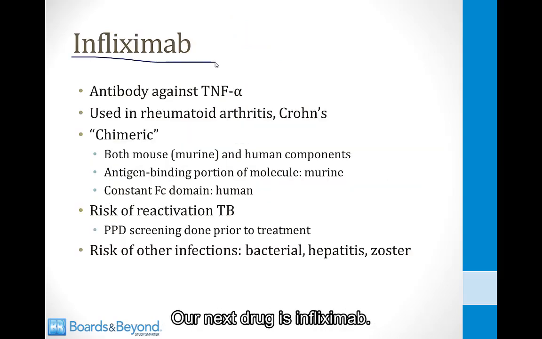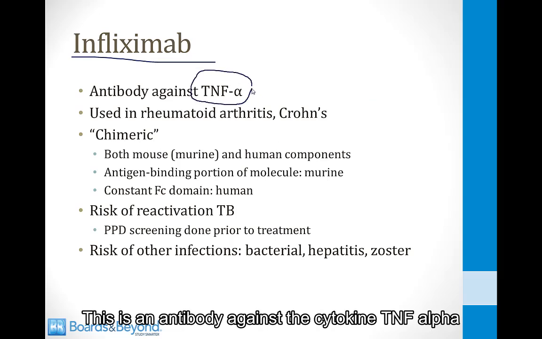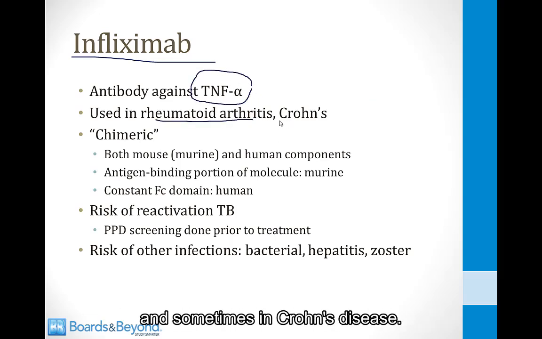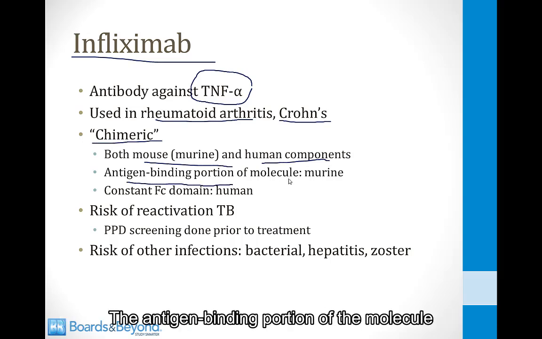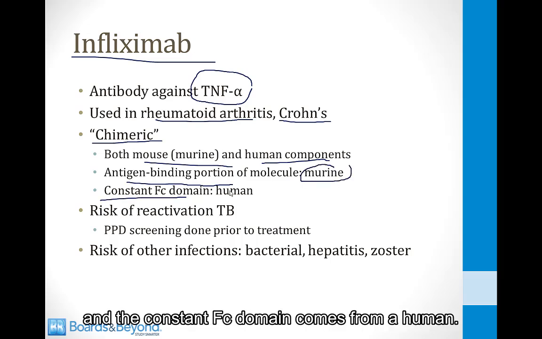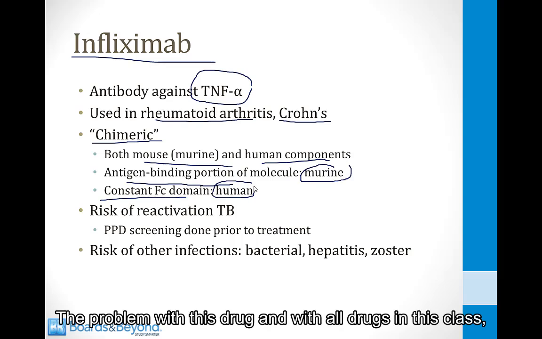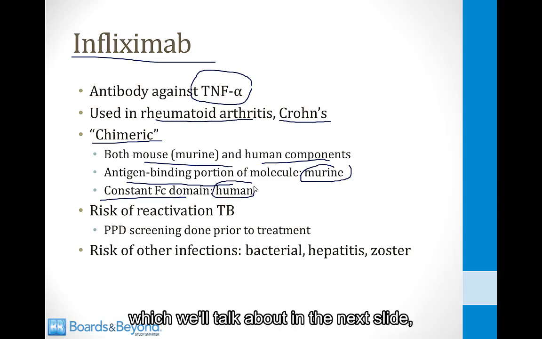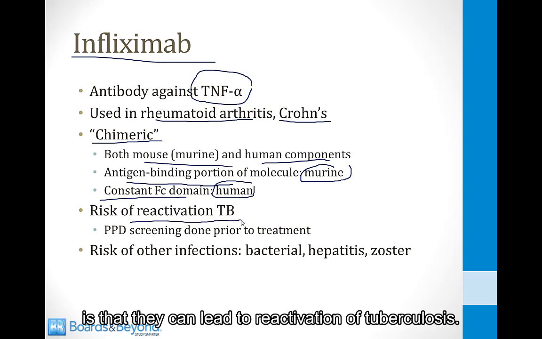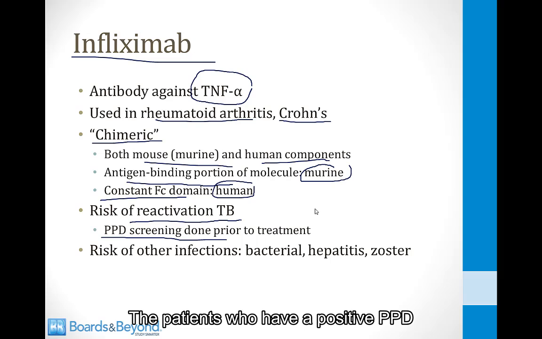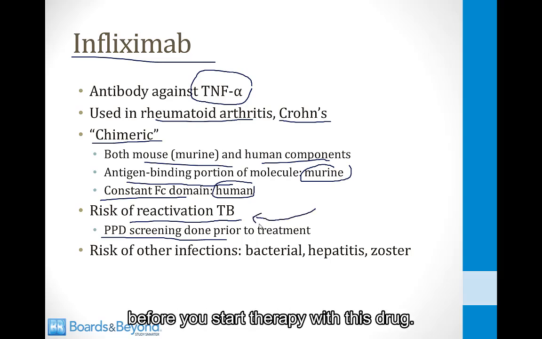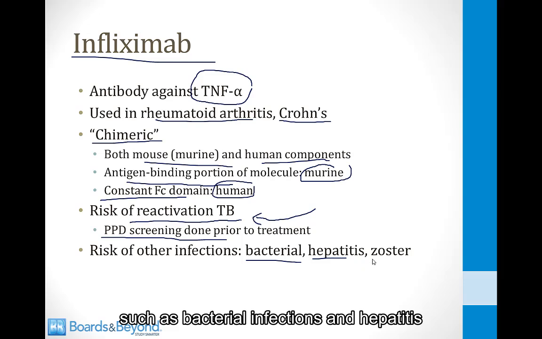Our next drug is infliximab. This is an antibody against the cytokine TNF-alpha, and it's used in rheumatoid arthritis and sometimes in Crohn's disease. It's called a chimeric antibody because it contains both mouse and human components. The antigen binding portion of the molecule comes from a mouse, and the constant Fc domain comes from a human. The problem with this drug, and with all drugs in this class, which we'll talk about on the next slide, is that they can lead to reactivation of tuberculosis. So you have to do a PPD screening test prior to starting therapy with this drug, and patients who have a positive PPD need treatment for latent tuberculosis before you start therapy with this drug. There is also a risk of other infections such as bacterial infections and hepatitis and herpes zoster.